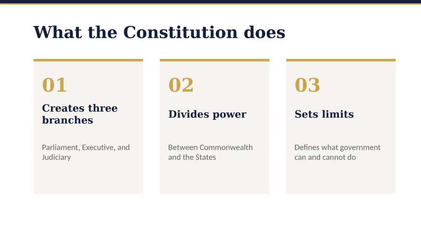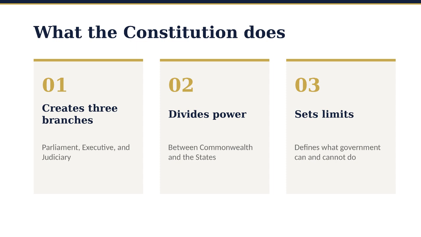1. It creates the 3 branches of government: the Parliament, the Executive, and the Judiciary. We'll come back to these in a moment. 2. It divides power between the Commonwealth, the federal government, and the states and territories. This is important because not every law comes from the same place. 3. It sets the limits of government power. The government can't just do whatever it wants. The Constitution defines what the Commonwealth Parliament is actually allowed to legislate on.